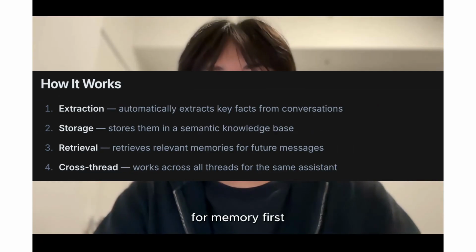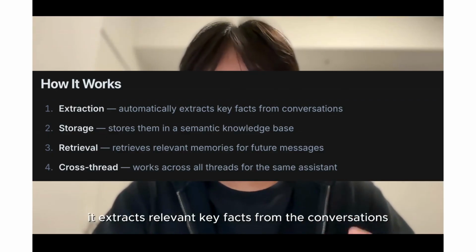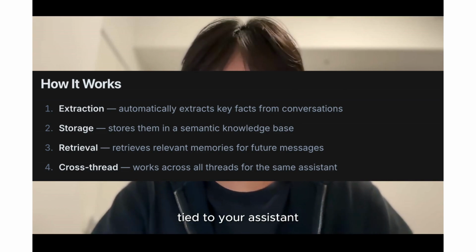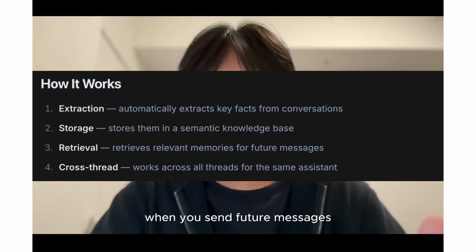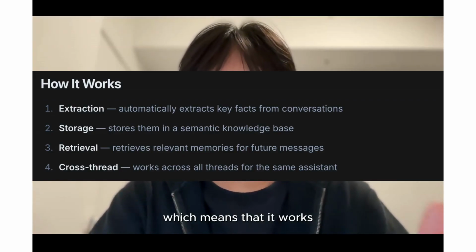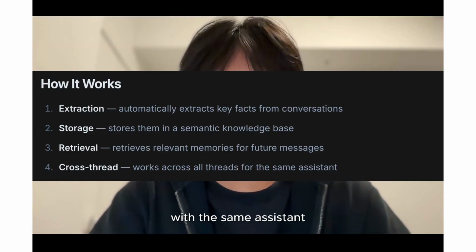For memory, first, it extracts relevant key facts from your conversations. Then it stores them in the knowledge base tied to your assistant. Then it pulls relevant memories when you send future messages. And the good thing is that it's cross-thread, which means that it works across different conversations with the same assistant.